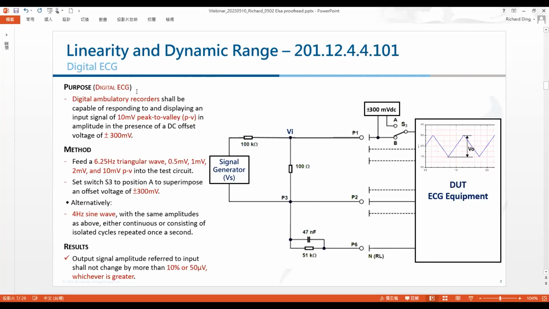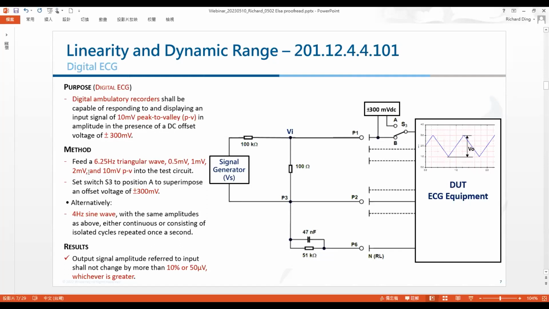For the linearity and dynamic range test, you can see the test purpose. Here is a digital ECG, because in the standard there are two kinds of ECG: one is analog ECG, the other is digital ECG. The digital ambulatory recorder should be capable of responding to and displaying an input signal of 10 millivolt peak to valley. That means the maximum linearity range is 10 millivolt peak to peak, in the presence of a DC offset voltage of plus or minus 300 millivolt. So superimposed on 300 millivolt DC, the output must still be within the accuracy range.